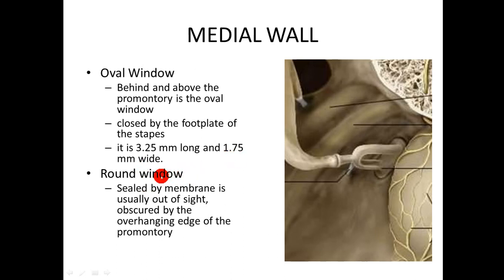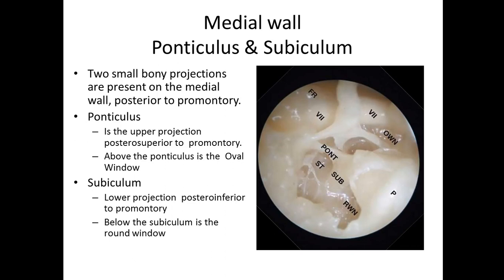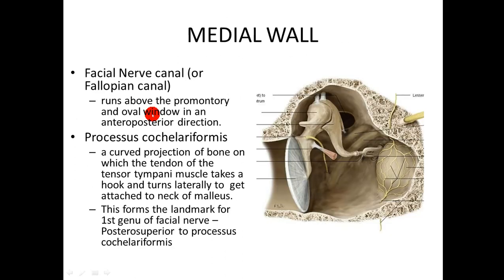And here there is one more window that is called the round window. It is sealed by a membrane, and it is usually not seen because it is obscured by the overhanging edge of the promontory. So the medial wall has a promontory with the plexus of nerves, then the oval window sealed by the footplate, and then a round window sealed by a membrane. These are the two bony projections, ponticulus and subiculum, not very much needed for you.